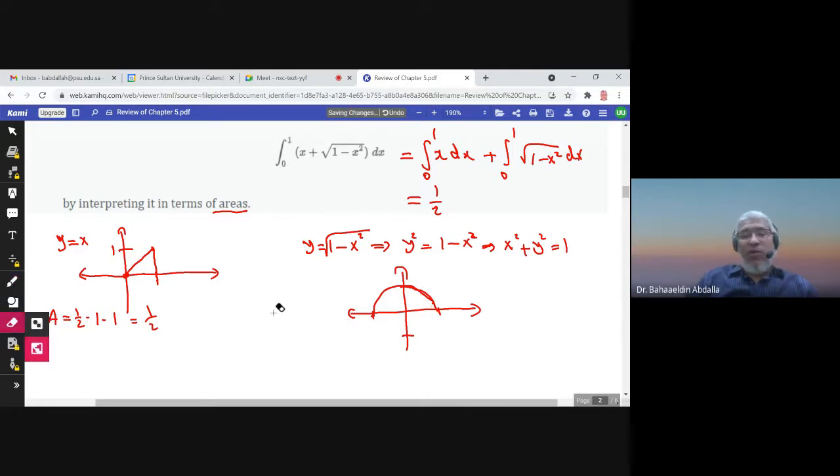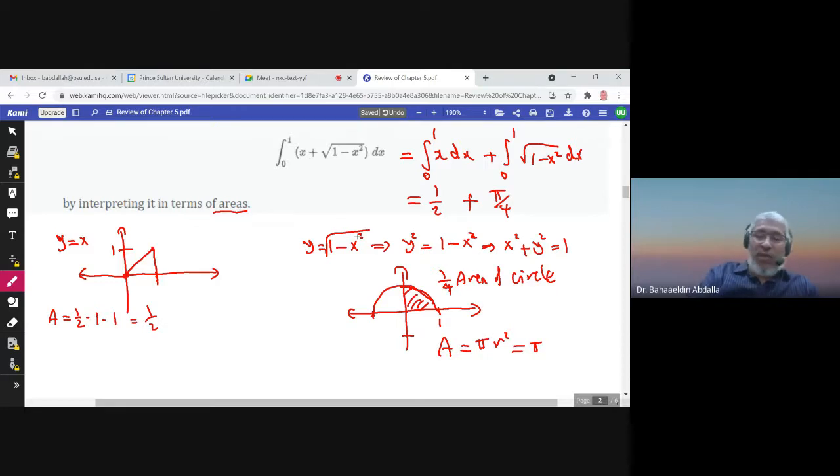So he needs from where to where? The integral from 0 to 1. So again, from 0 to 1, he needs this part. Well, this part is 1 over 4 of the area of the circle. Okay, because this is the circle and this is 1 over 4 of the area. So what is the area of the circle? It is pi r squared. R is 1, so the area is pi. So the value of this integral is pi over 4. So this integral should equal pi over 4 plus half.